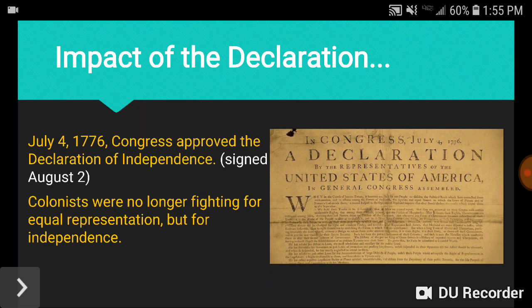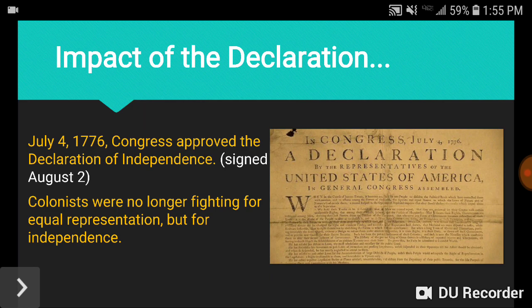They say, yes, we agree that we should be an independent country or an independent set of countries, all united under this one idea that we should no longer follow Britain. Here's the kicker. The Declaration of Independence is approved on July 4th of 1776, but it's not actually going to be signed until August 2nd. So we're going to celebrate July 4th, or our Independence Day, on July 4th because that's when Congress approves it, not because it was actually signed on August 2nd.